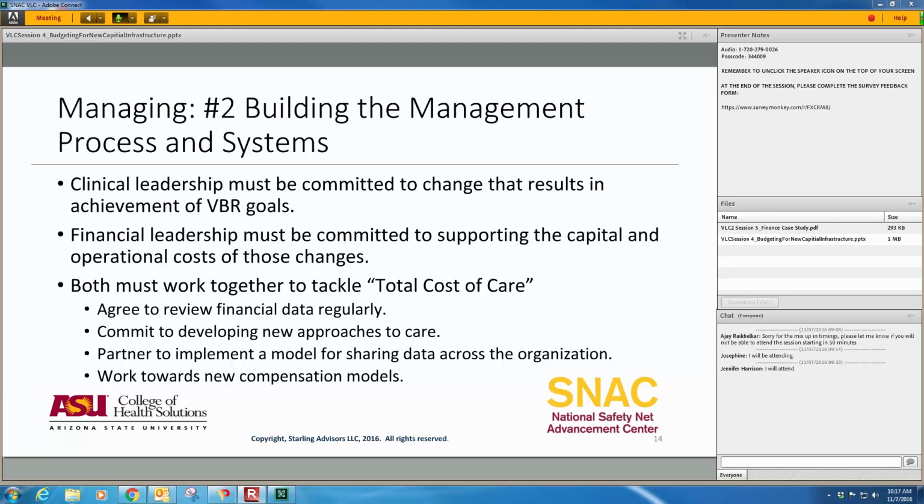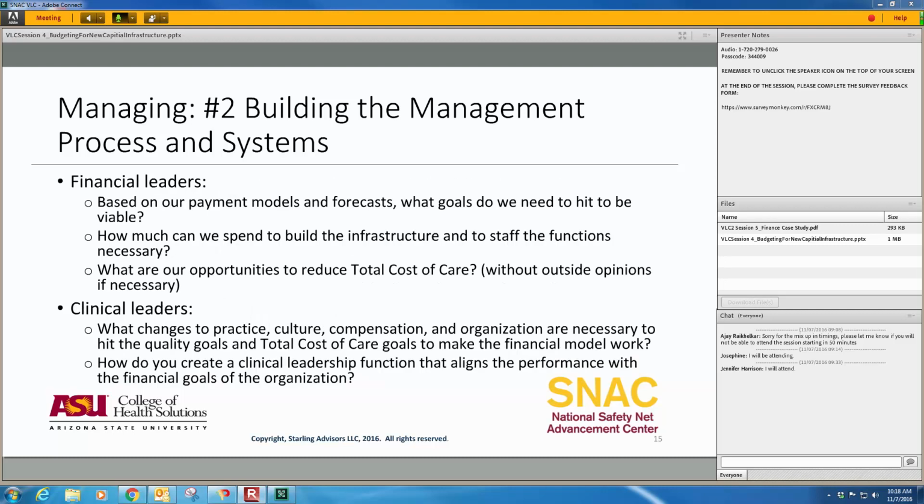So having a leadership function that goes through this data on a regular basis, understands how to interpret it and use it, and is committed to working to develop new approaches to care is really critical. That's also the right group to be overseeing the implementation of a data sharing program, as well as a potential compensation model that's sensitive to value-based reimbursement.